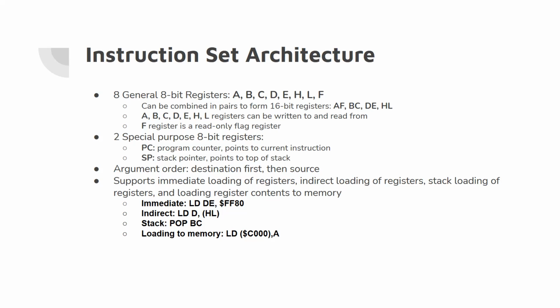And then the last one is loading to memory. So you're loading whatever is in the content of the source register, and you're loading it to an address in memory. So you're loading the contents in A and storing it at C000.